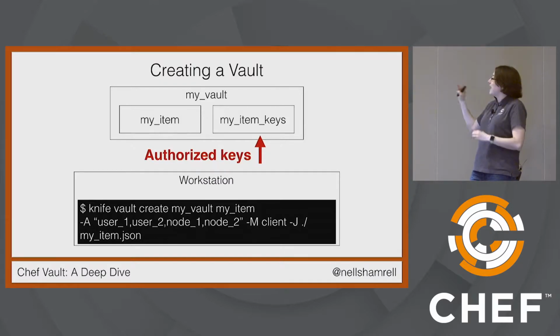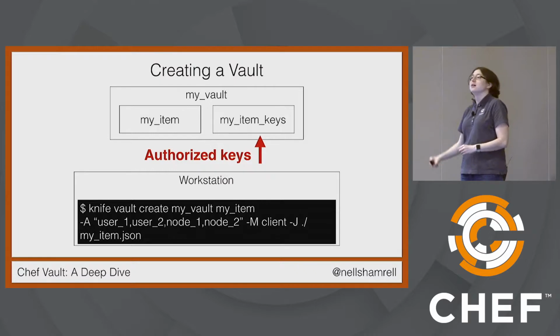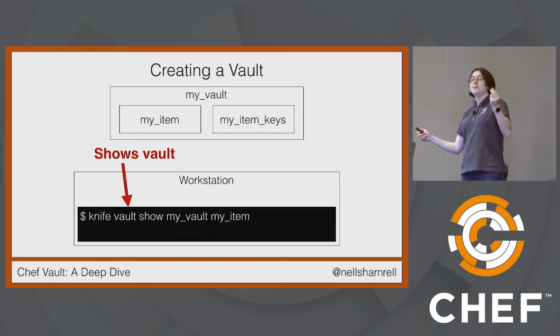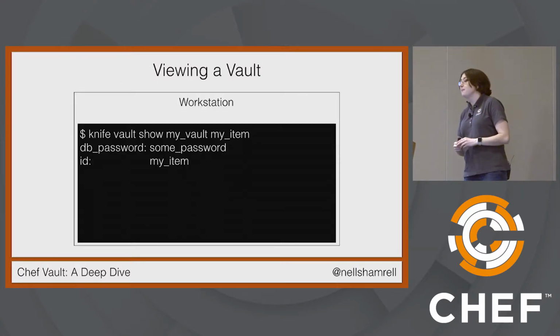It's going to generate an item called my item keys. And what this includes is all the public keys for all nodes and all users who are authorized to access that vault. Now, if I want to look at what's inside the vault, and I'm using a workstation that has an authorized key on it, I would use the command knife vault show.